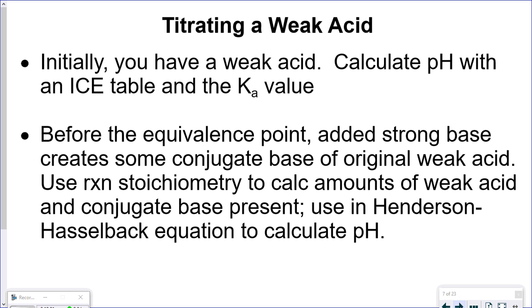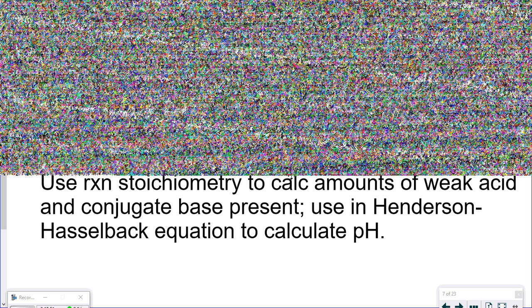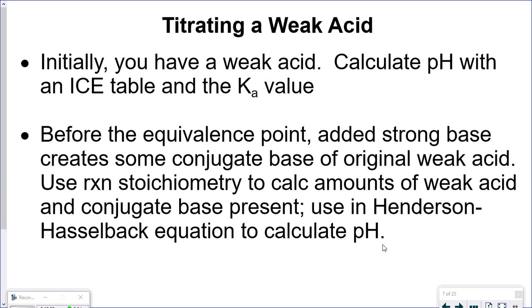Here are kind of the steps we're going to go through for titrating a weak acid with a strong base, and then we're going to do a problem together. So initially you have a weak acid, so the pH is calculated with an ICE table and the Ka value for the acid. Before the equivalence point, the added strong base is going to create some conjugate base of the original weak acid. So we're going to have to use stoichiometry to calculate the amount of weak acid and conjugate base present and plug it into our Henderson-Hasselbalch equation to calculate pH.